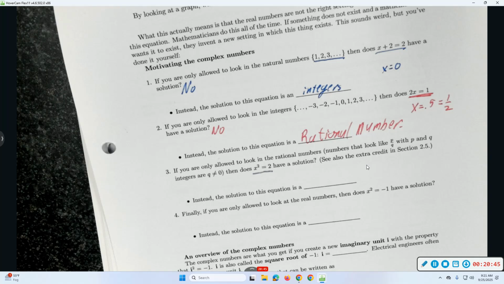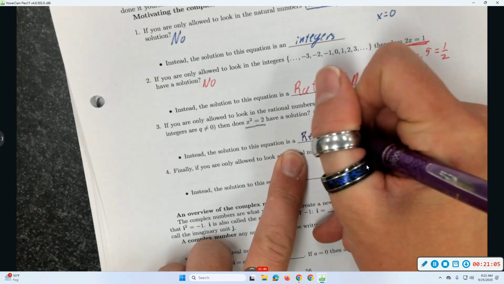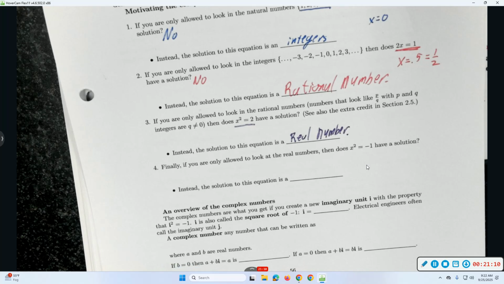The answer is no. Has anyone here already seen the argument why you can't get a square root of 2 in the rationals? Cool. Well, if you want, there's one that's presented just after this in the notes. Go through it, come by, talk me through it, and you'll get some extra credit. Instead, its solution is a real number. In fact, there are other adjectives you can put on it. You can call it an algebraic number because it solves a polynomial equation, but I think that's enough building in that direction for now.